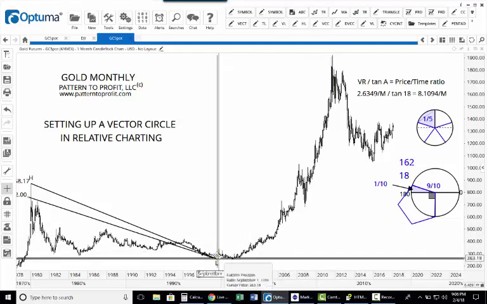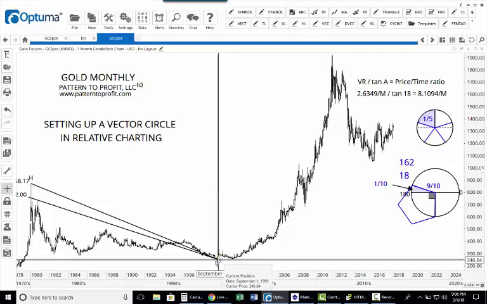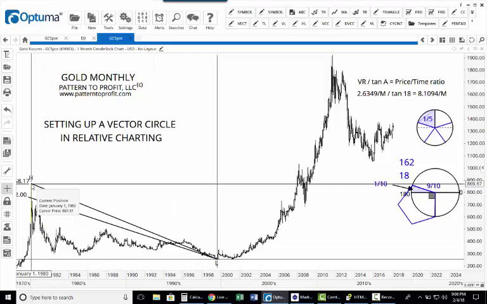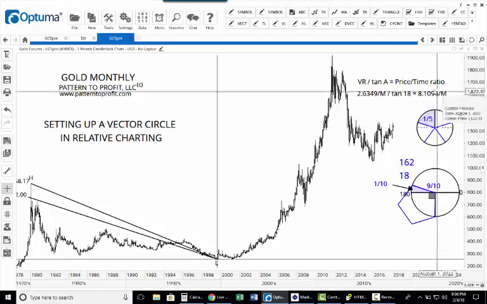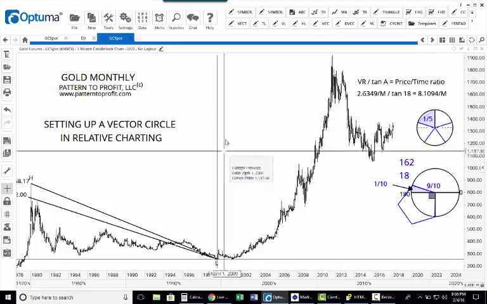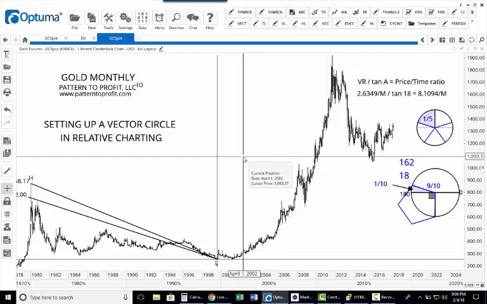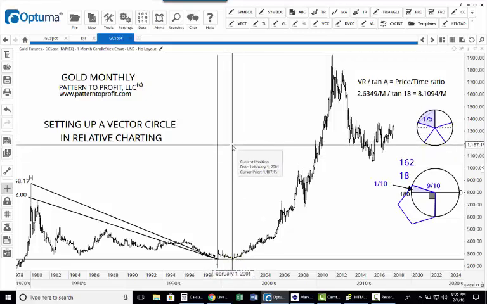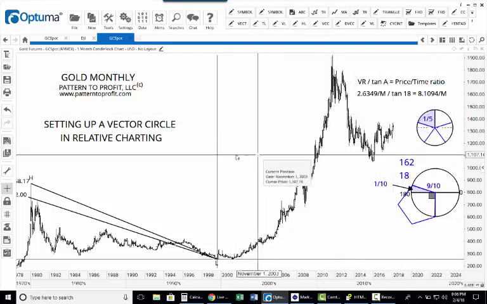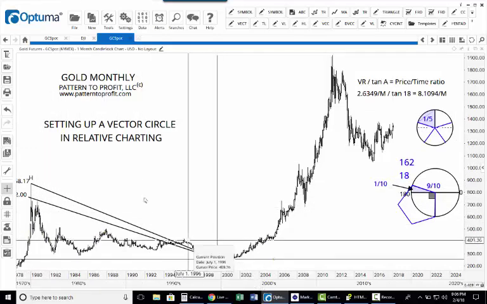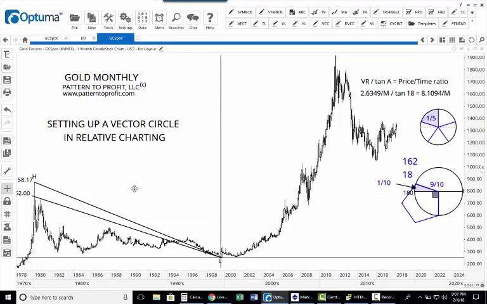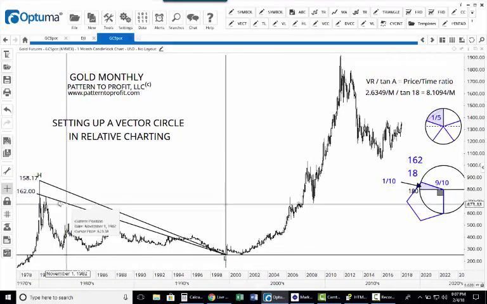I'm going to use this central low here in August of 99 at 253.80, and I'm going to unite it with the previous all-time high of 873 in January of 1980, and I want to set the vertical scale of the chart, the price-time ratio, literally how much price for how much time, usually 1 unit of time. And we're going to set it so that this trend from the high to the low is going to be seen at exactly 18 degrees.